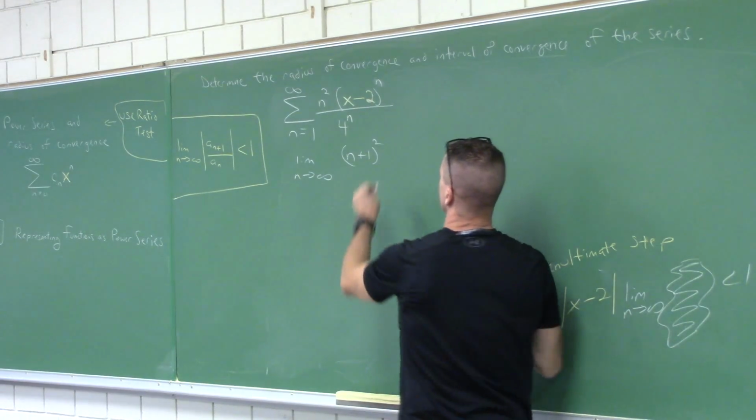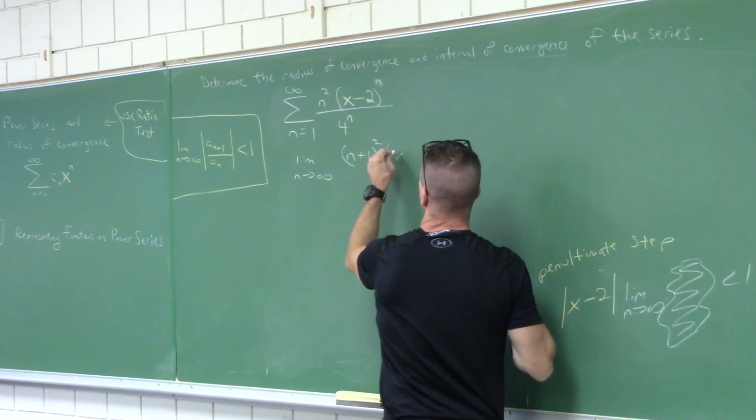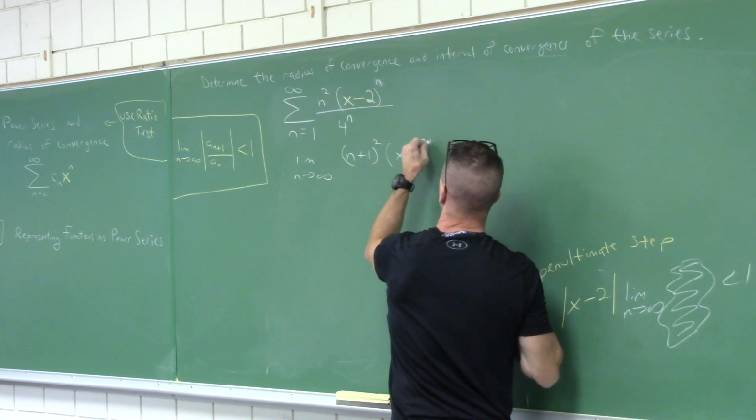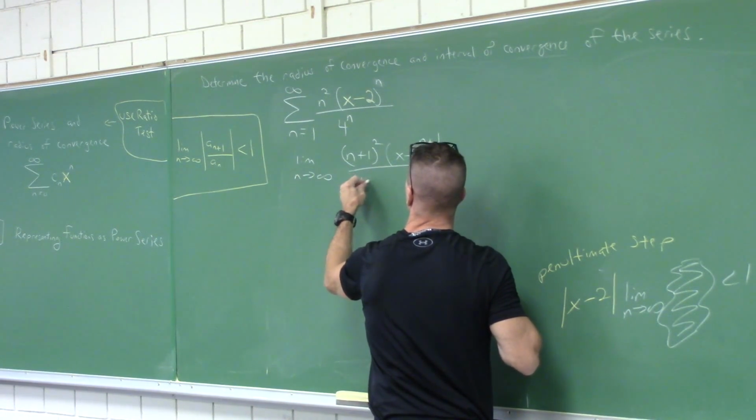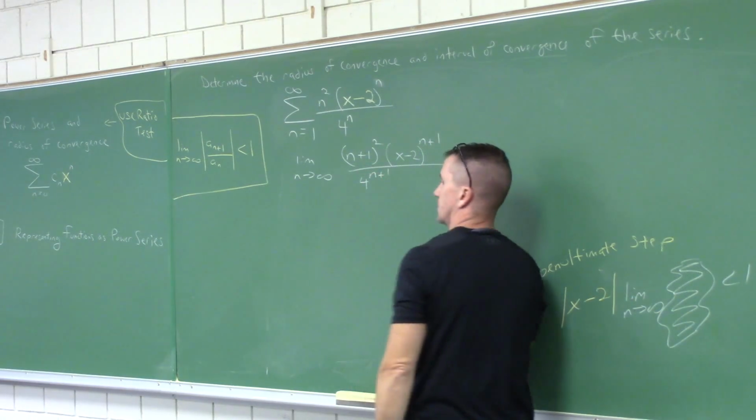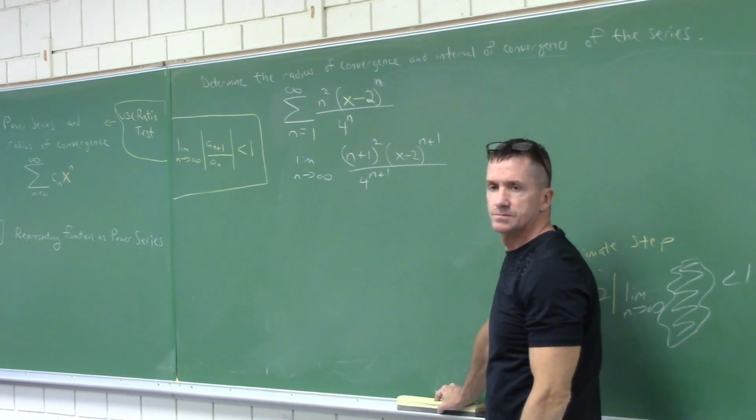How about this next part? It would be x minus 2 to the n plus 1, all over 4 to the n plus 1. Way to go. And up at the bars.